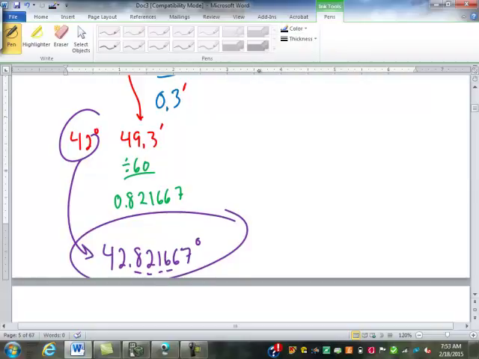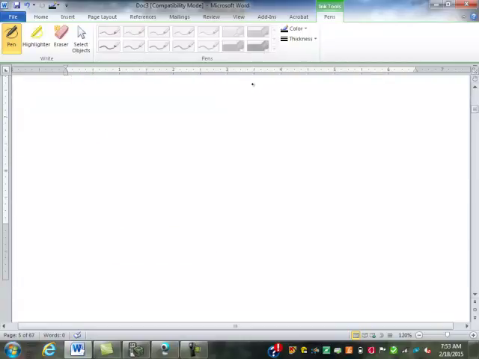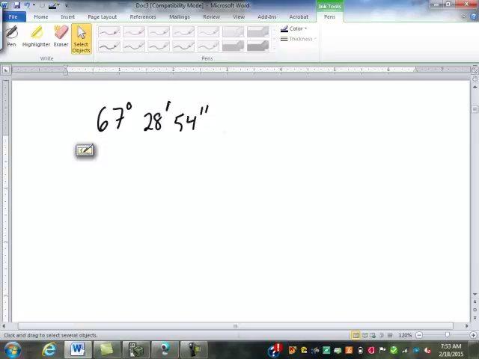Well, as before, let me show you an example of me doing this in the calculator without having to write so much down. So let's take 67 degrees, 28 minutes, 54 seconds. So in the calculator, I'll move this over so I can represent the calculator.